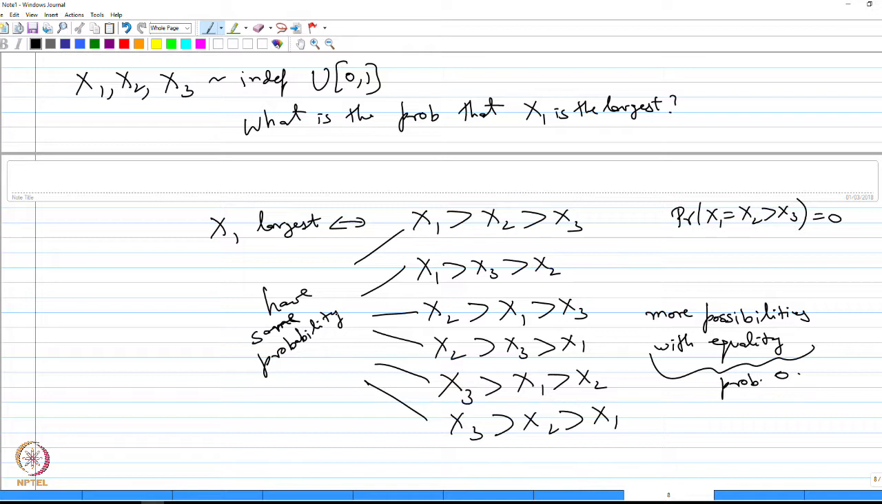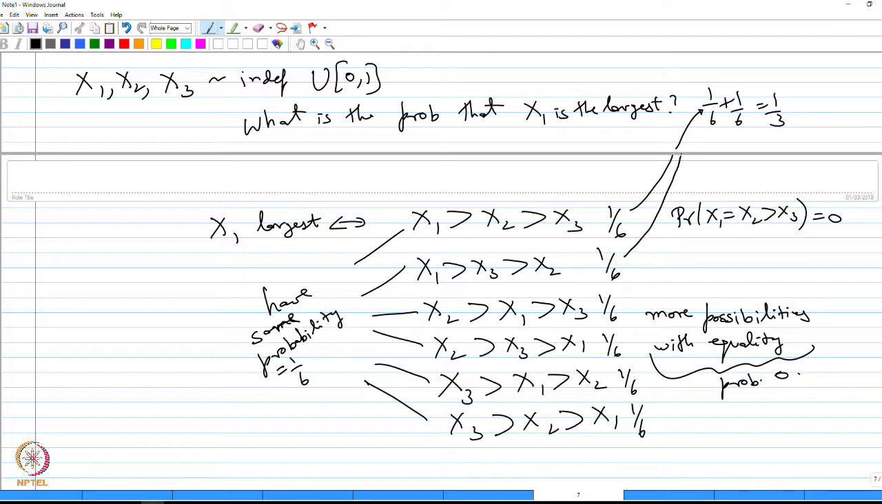So what will be the same probability? That is equal to 1 by 6. Each of these is probability 1 by 6. So what's the probability that x1 is the largest? In 2 of these cases, x1 is the largest. So this will work out to 1 by 6 plus 1 by 6, which is 1 by 3. These 2 cases add up to x1 being the largest.